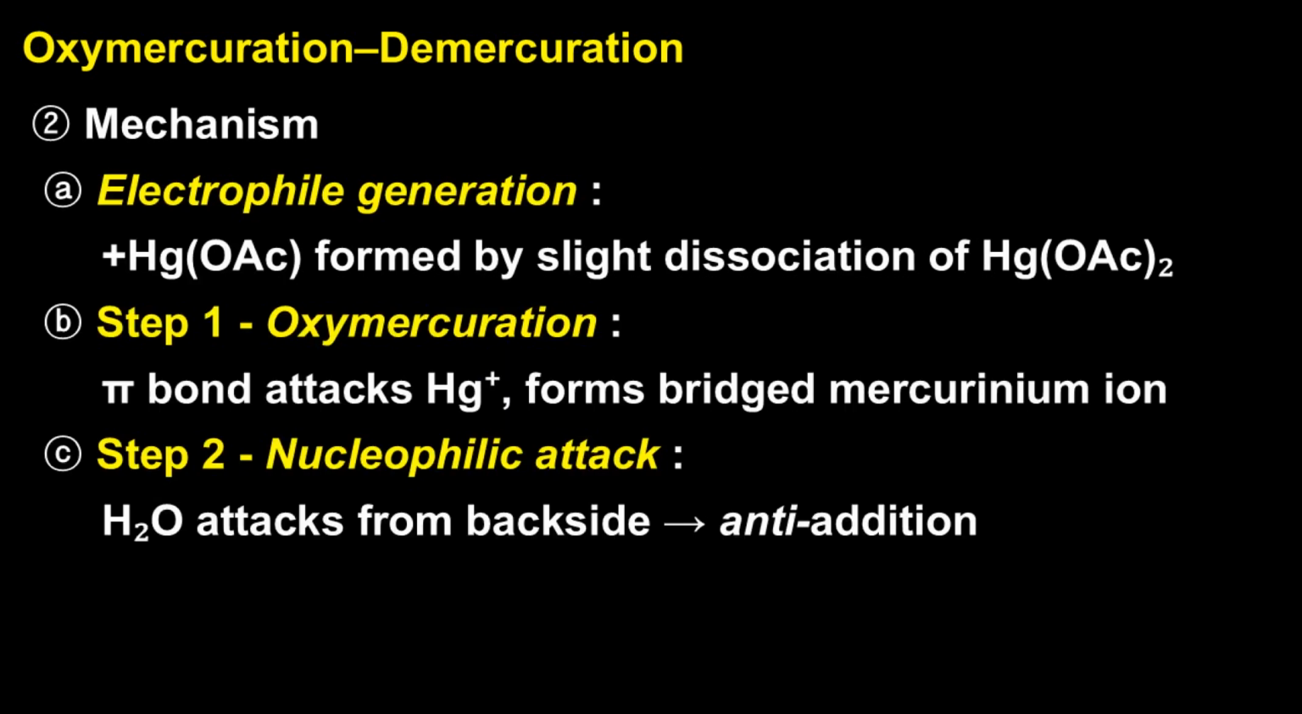Now let's take a quick look at the overall mechanism. There are 4 main steps to keep in mind. First, mercury acetate slightly dissociates in solution. That gives us an electrophilic mercury species. Then in step 1, the alkene attacks that mercury, and we get a bridged mercurinium ion. In step 2, water comes in from the opposite side, which leads to anti-addition. We'll go through each step in more detail in just a bit. But for now, just focus on getting the big picture.